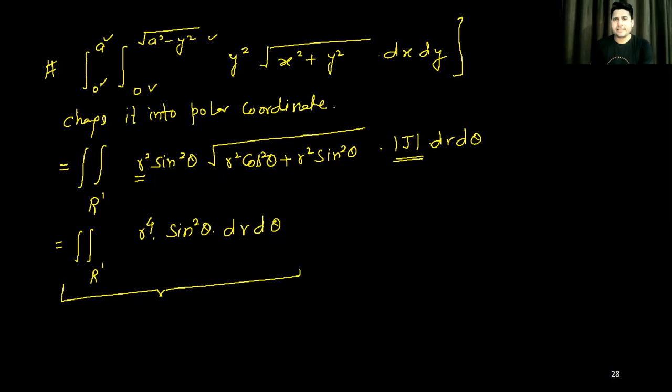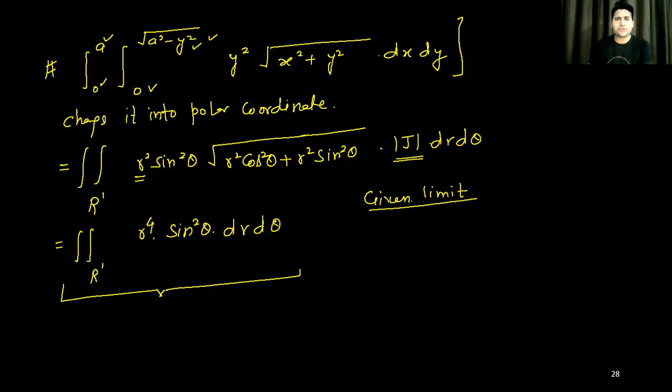Now, the variable is changed, but we still need to find the region of integration in order to get the limits for the new integral, which is in the r-theta plane. So let us decide the region of integration also. We can draw the region with the help of the given limits. This we have already learned in the previous lectures.